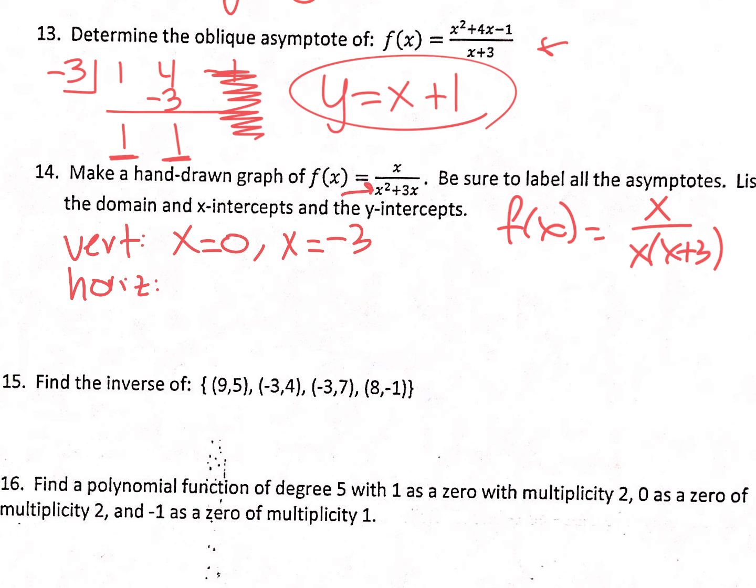The bigger degree is in the denominator, so that's y equals 0. There's my horizontal asymptote. For the x-intercept, whatever makes your numerator 0. Look over here, the numerator is x, so it's just 0.